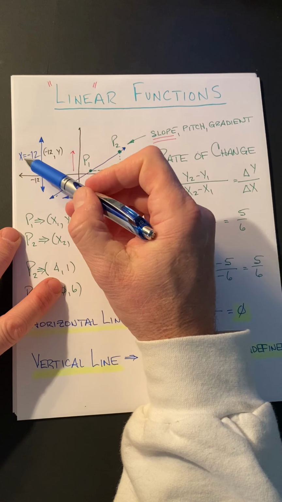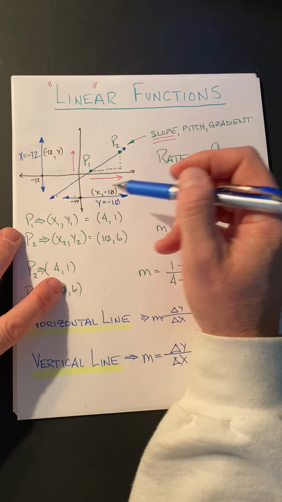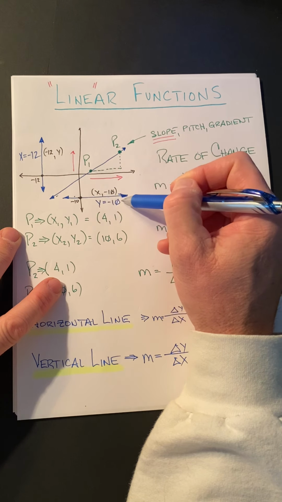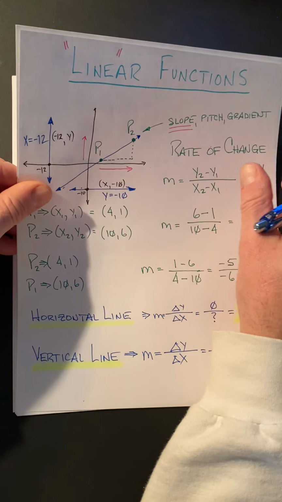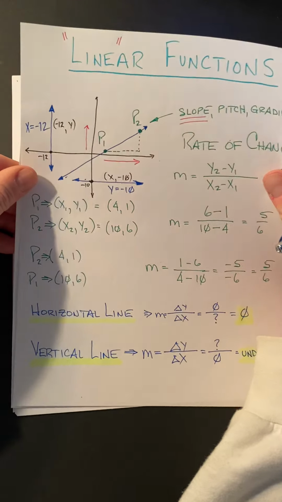So vertical lines, x equals something. Horizontal lines, y equals something. And that's how I can go about graphing it, okay?